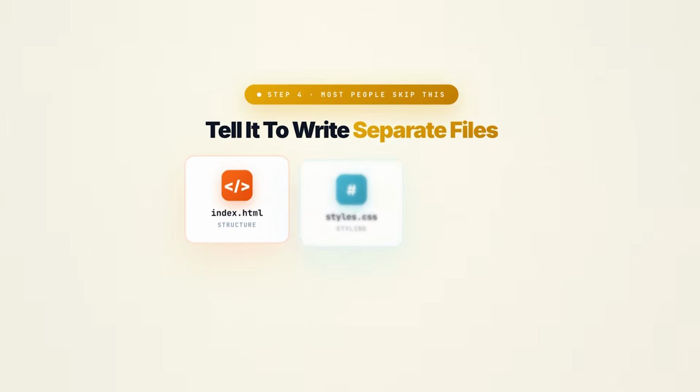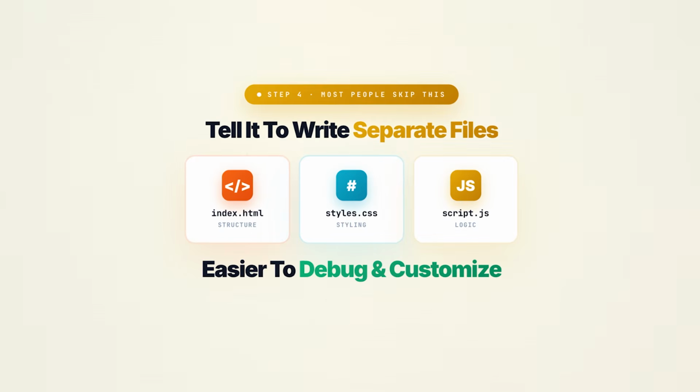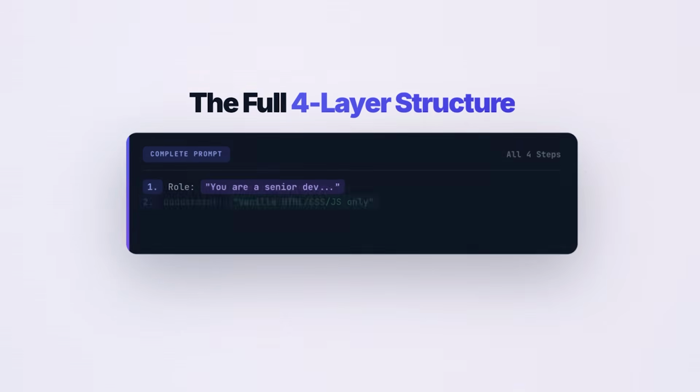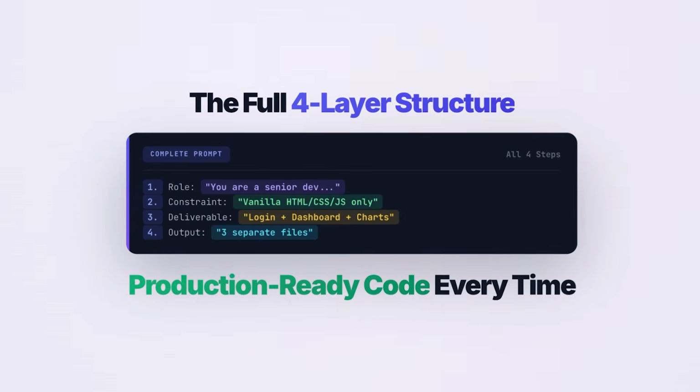Finally, and this is the part most people skip, you tell it to write the code in separate files. One for structure, one for styling, one for logic. That makes it easier to debug and customize later. That prompt format gives you production-ready code every single time.